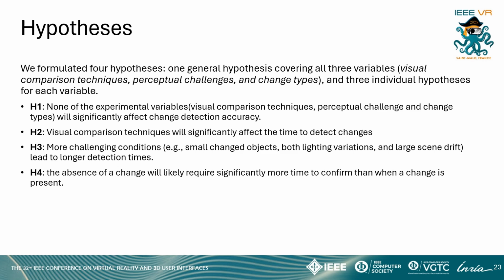We have 4 hypotheses. H1. None of the experimental variables will significantly affect change detection accuracy. H2. Visual comparison techniques will significantly affect the time to detect changes. H3. More challenging conditions, such as small size condition, lighting variation and large scene drift, lead to longer detection time. H4. The absence of the change will likely require significantly more time to confirm than when there's a change present.